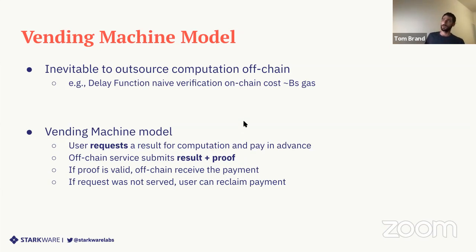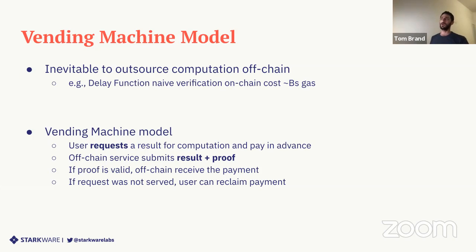In our view, it is inevitable to outsource heavy computations off-chain. For example, if we would like to take the delay function that is used in our VDF and do a naive verification on-chain, it will cost on the order of billions of gas just for a simple 2-minute delay. So we must outsource the computation and have some kind of way to prove that the computation is correct, in the same way that I just explained.